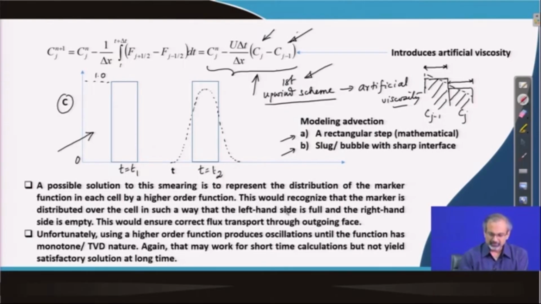However, even if you do that, the higher order reconstructions often bring along with them oscillations in the solution, which we have seen even in other transport equations that we have dealt with. So, if you are able to incorporate monotone or TVD nature in those reconstructions, then you will not have any oscillations in the distribution of C.